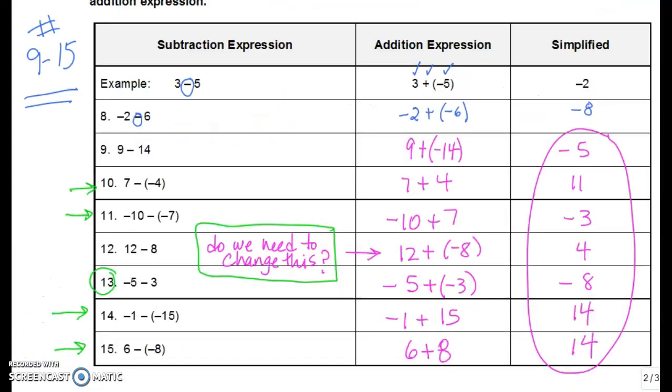Okay, here are the answers for 9 through 15. You may pause the video so that you can take the time to correct them. Notice I've circled the answers in the simplified column, but I also want you to check, are you writing the addition expressions correctly? So please pause the video and take the time to really check this.